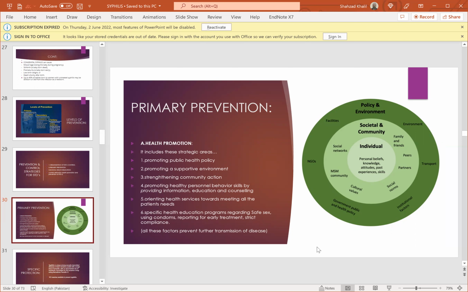Third is strengthening community action. Fourth is promoting healthy personal behavior skills by providing information, education, and counseling. Fifth is orienting health services towards meeting all the patient needs. Specific health education programs regarding safe sex, using condoms, reporting for early treatment, and strict compliance. All these factors prevent further transmission of disease.